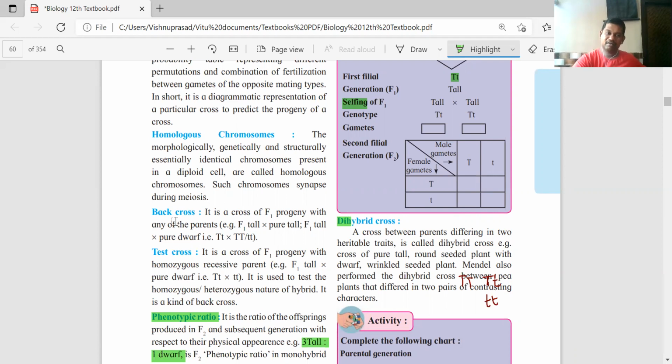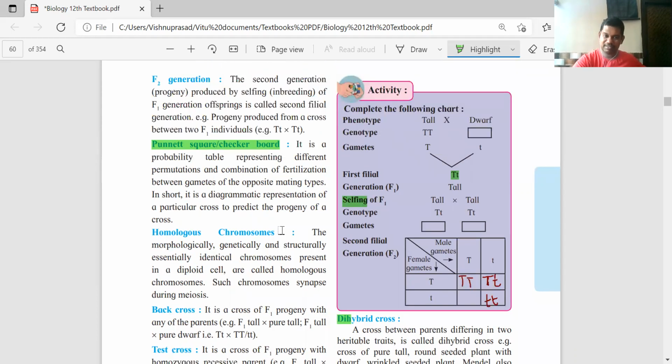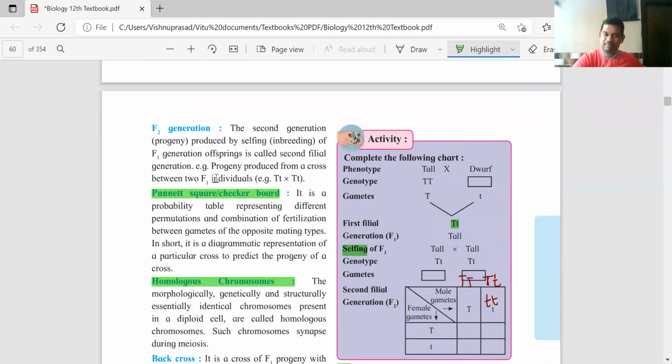Regarding homologous chromosomes, we have already seen: identical chromosomes having genes in the same location. We have already seen F1 and F2 generations. Progeny means the young ones. That's the word we use in genetics. Selfing is also called inbreeding. That means crossing with the same generation of offspring.